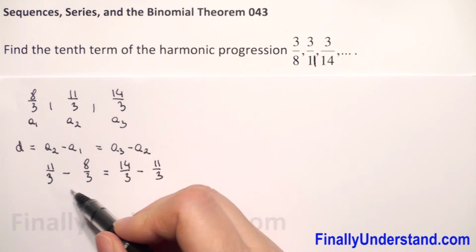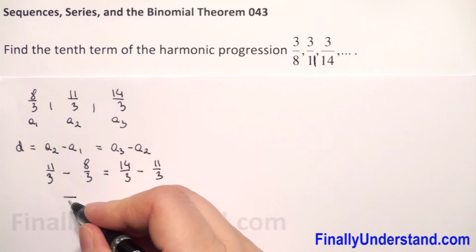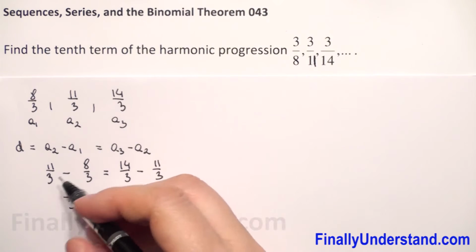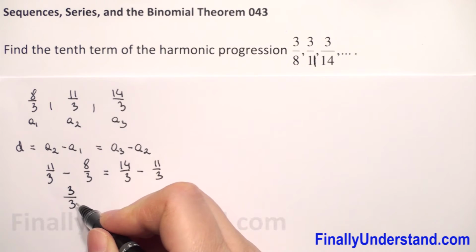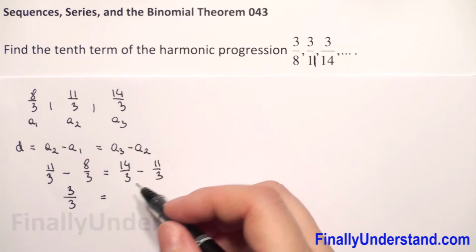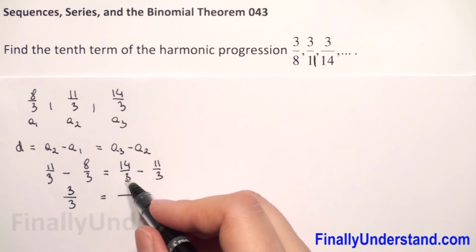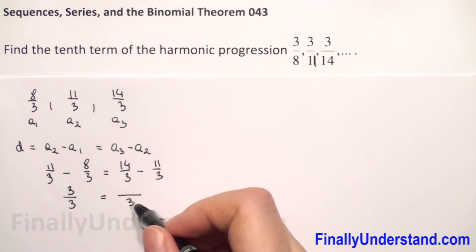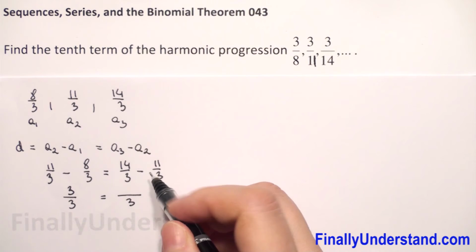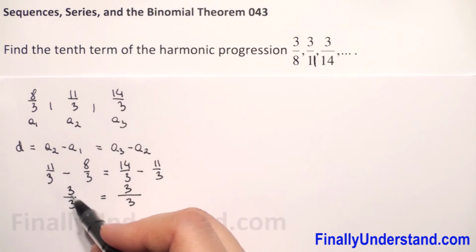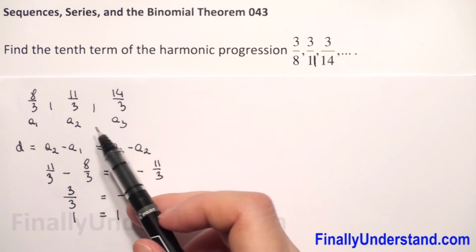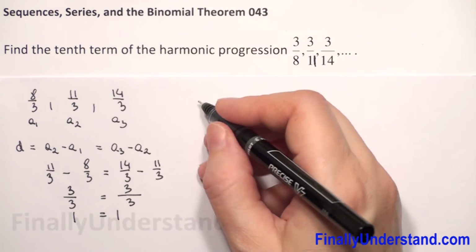Difference of fractions with the same denominator, so we copy the denominator and we subtract numerators. 11 minus 8 is 3 and should be equal to the right side. Again, difference of fractions, denominator the same, so we copy the denominator. 14 minus 11 is 3. 3 divided by 3 is 1. This is equal to 1. So we have here arithmetic progression.